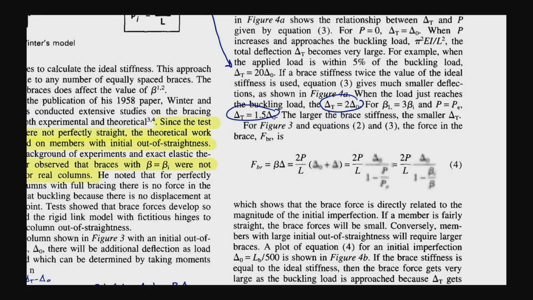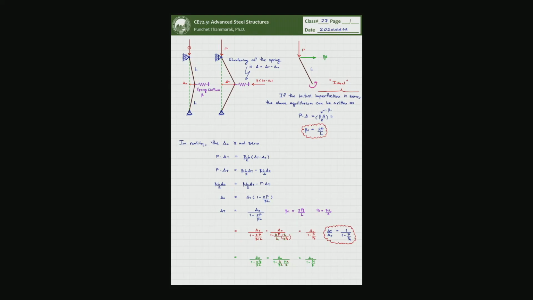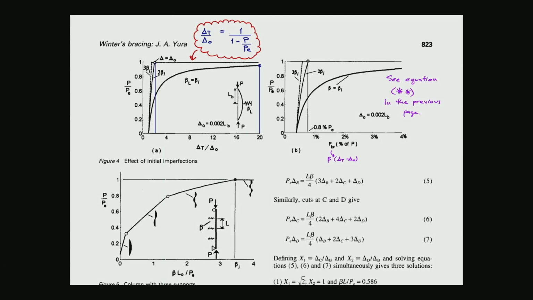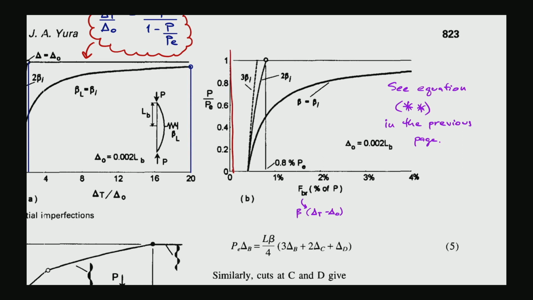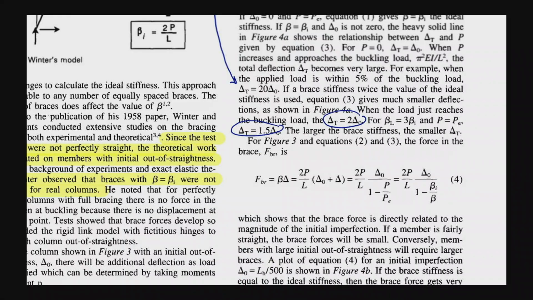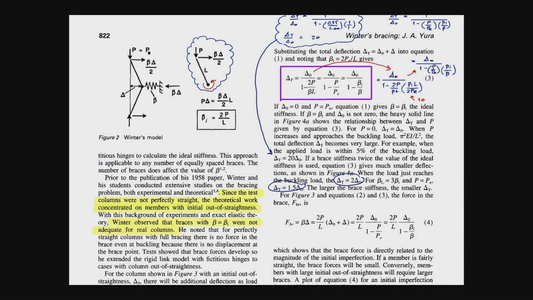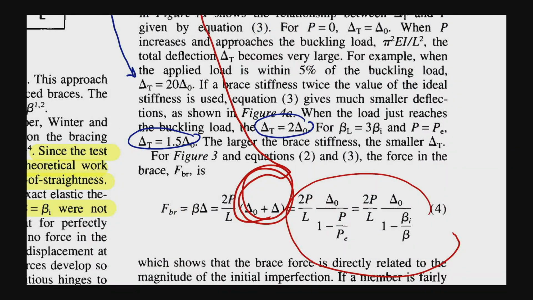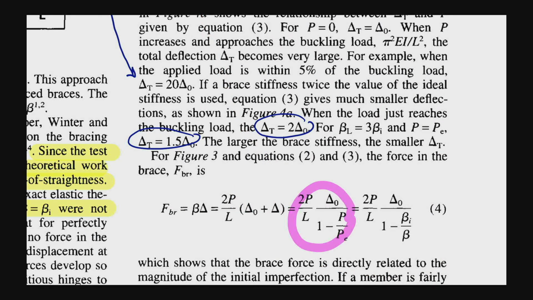So in order to be able to plot this one, this is the P over PE plot versus the bracing force, which is given in percentage of the P. Okay, then let's take a look at the equation we had there. You better plug in this one rather than looking at this, because if you look at this point, you will not see the possibility of how you come up with the different beta value.